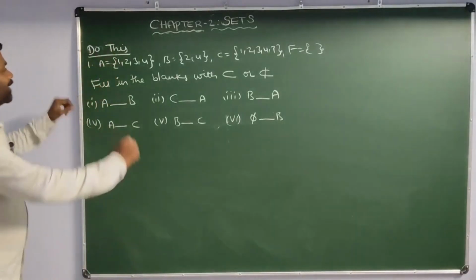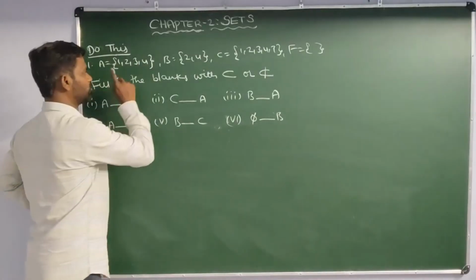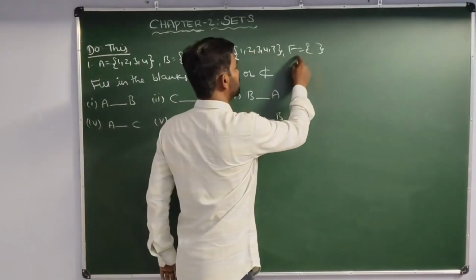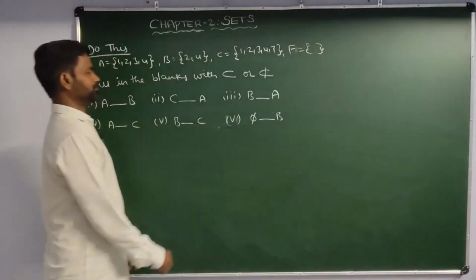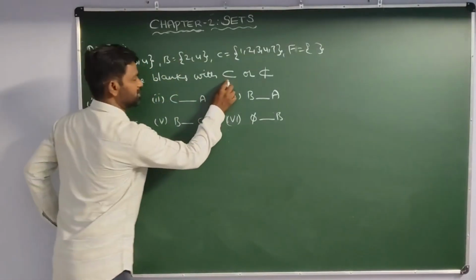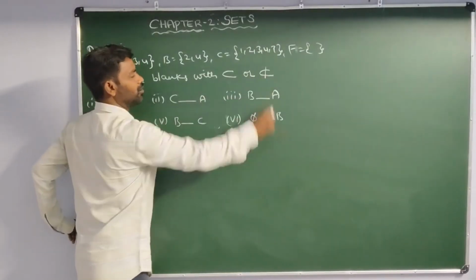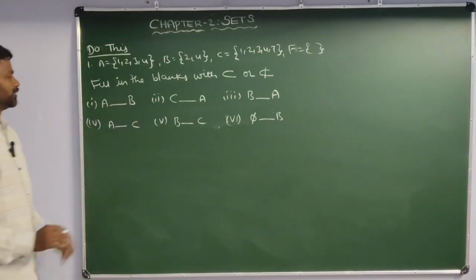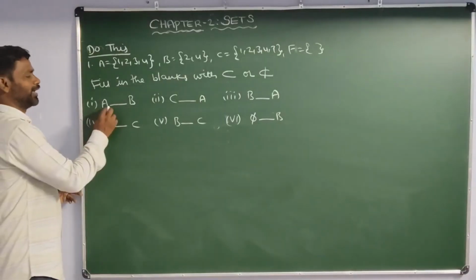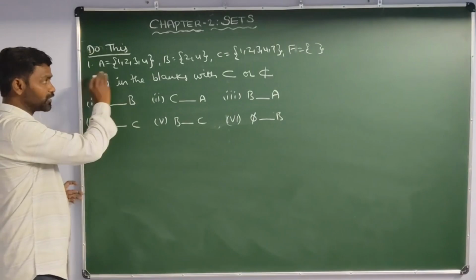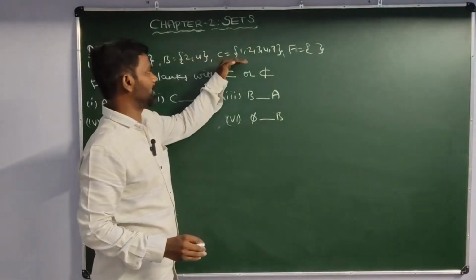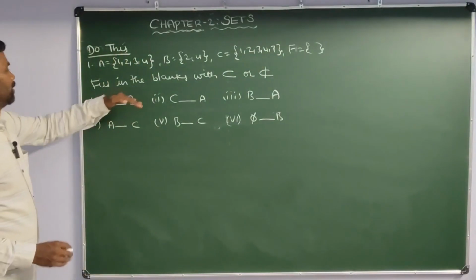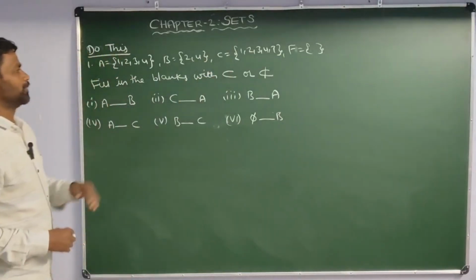Given set A equal to 1, 2, 3, 4, set B equal to 2, 4, set C equal to 1, 2, 3, 4, 7, and set F equal to empty. Fill in the blanks with subset or not a subset. Some questions are given here. The first one is A dash B. Observe the elements of sets A, B, C and F, and fill these blanks with the symbol subset or not subset.